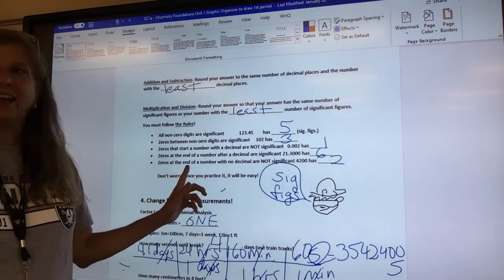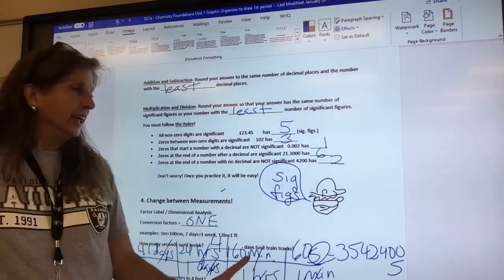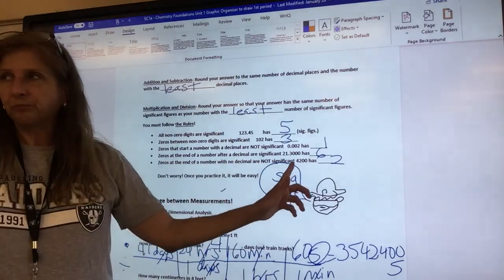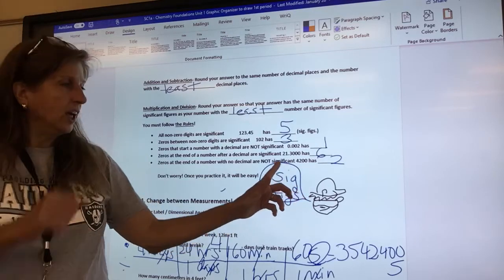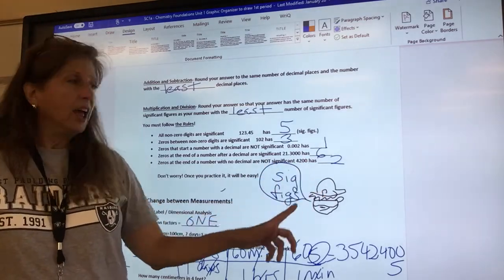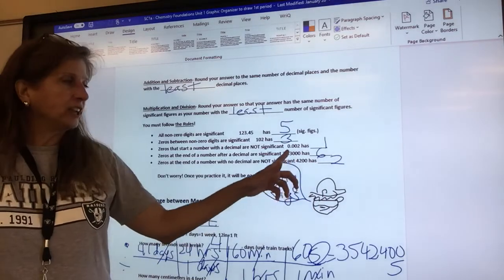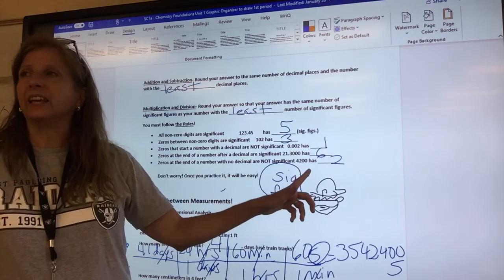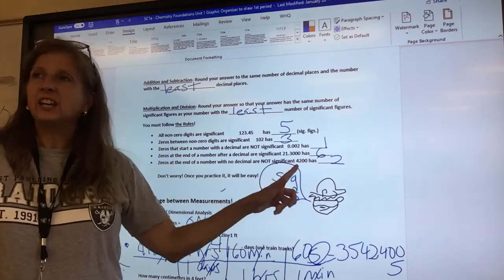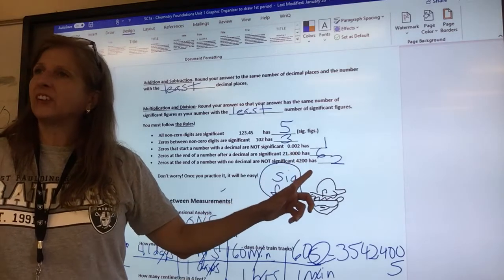A zero at the end of a number with no decimal point is not significant. It was not measured. So 4200 has no decimal point. Those zeros don't count. They weren't really measured. Our instrument couldn't measure that finely to measure ones or tens. Our instrument could only measure hundreds. Like maybe the scale at the dump.